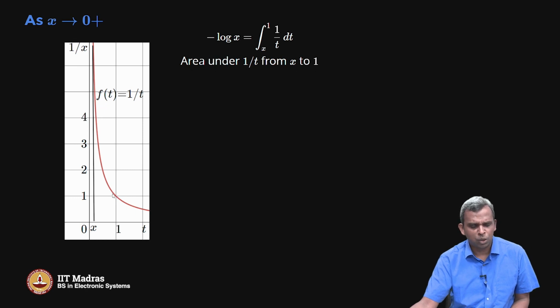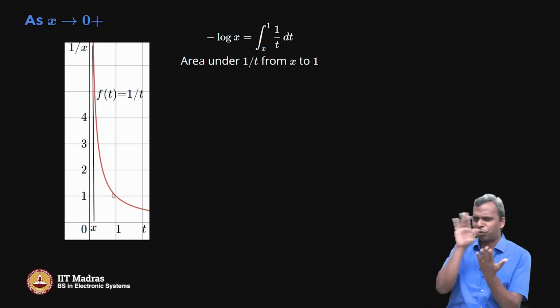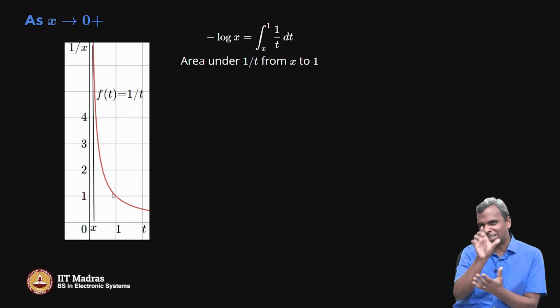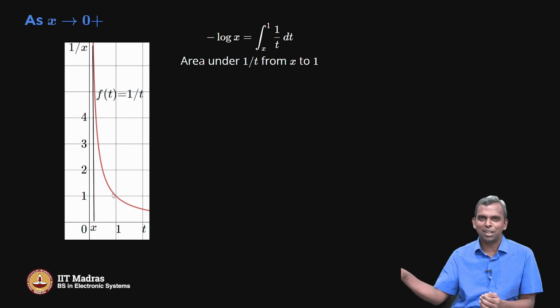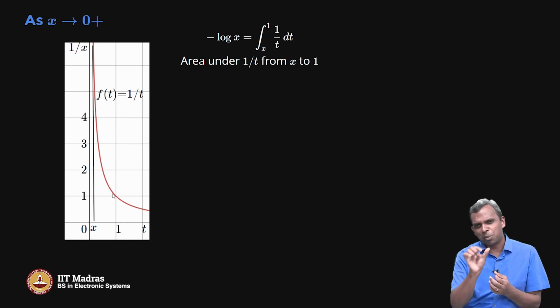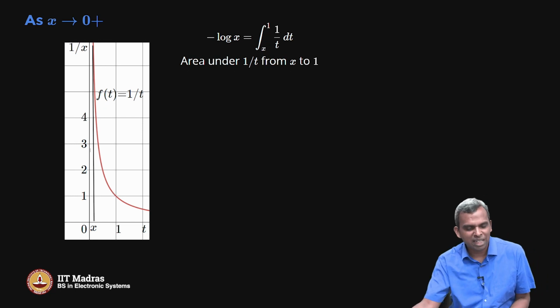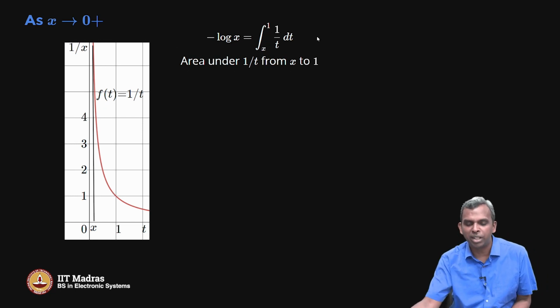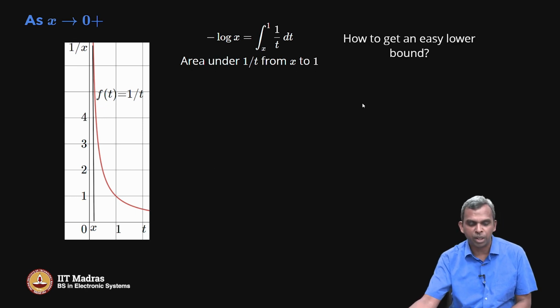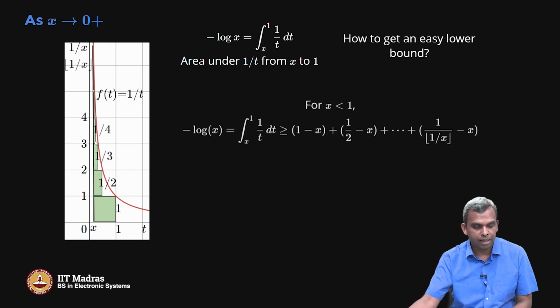It's similar to what we did on this side, except it's flipped around on the y-axis side. We did something like this for x tending to infinity. For x tending to 0 plus also we are going to go this way. So you can easily guess this minus log x will tend to infinity and log x will tend to minus infinity as x tends to 0 plus. But I just want to show you that same area type calculation here. How do you get an easy lower bound? I will look at this area, and then this area, and then this area like that.